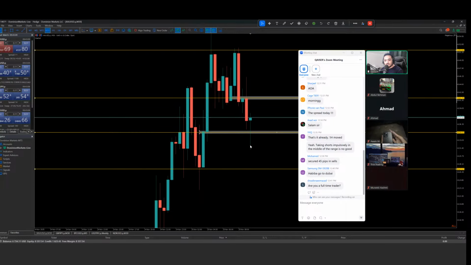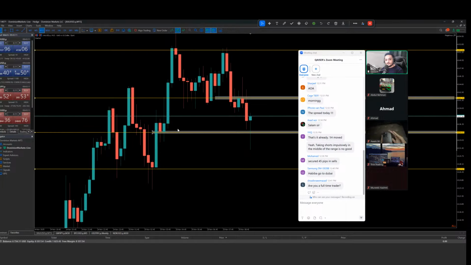Wow, look at the rejection now. It's pushing upside. Look at the rejection. So 2 minutes left for this 50-minute candle to close.